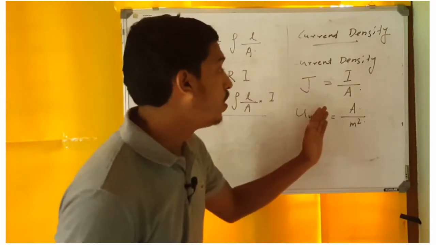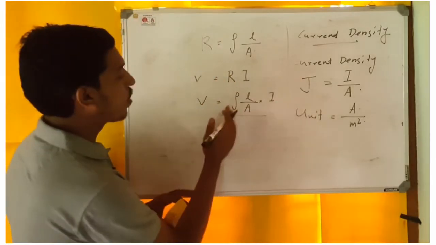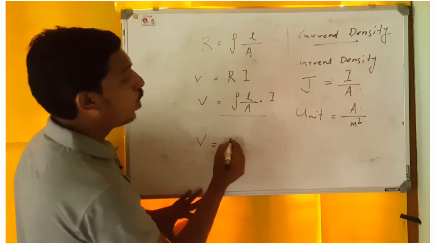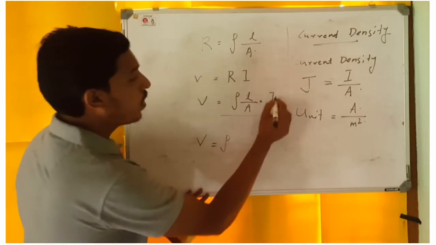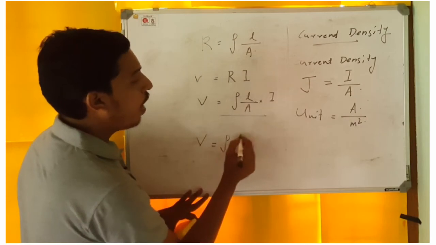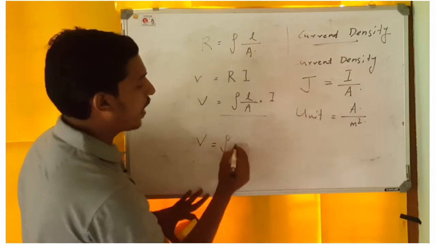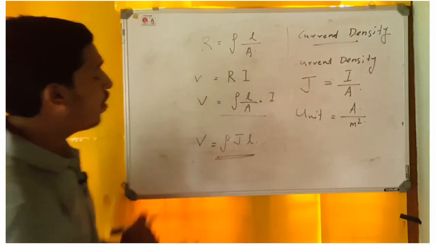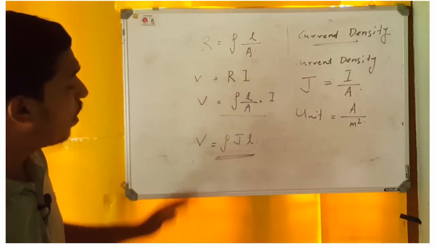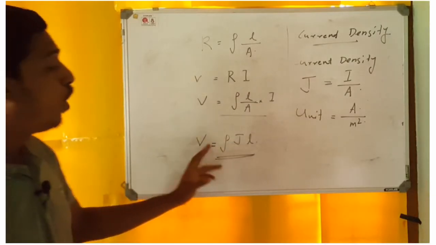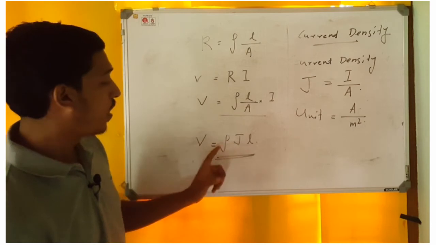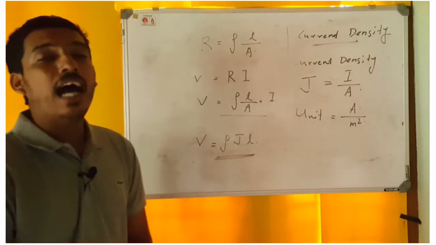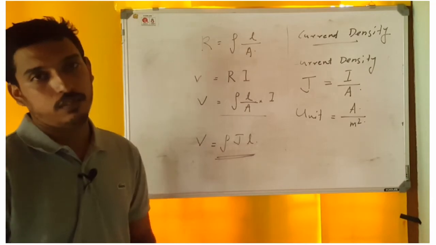So let's substitute this in this equation. We rewrite the equation as the potential difference V is equal to rho into, instead of I by A, the current density J, rho J into L. So now we can rewrite Ohm's law as V is equal to rho into J into L. Here rho is the resistivity, J is the current density and L is the length of the conductor.